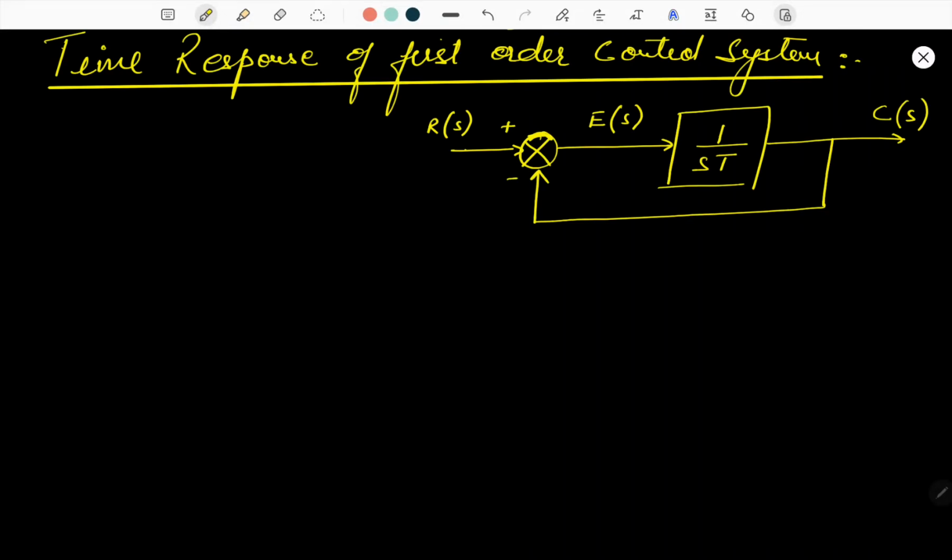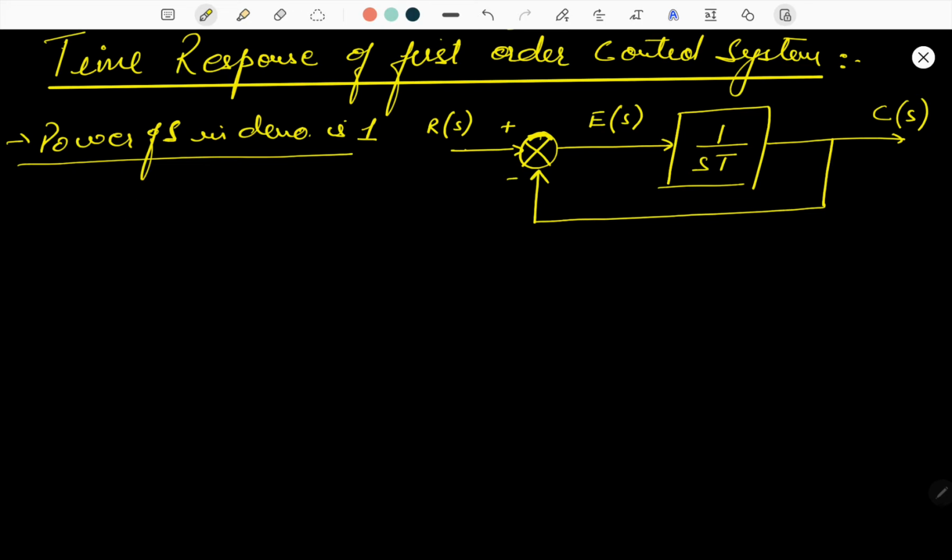Hello and welcome. In this lecture we are going to discuss the time response of first order control systems. Now what is a first order control system? A first order control system is simply one where the highest power of S in the denominator of its transfer function is equal to 1. Highest power of S in the denominator is 1. So the first order control system is expressed by a transfer function.